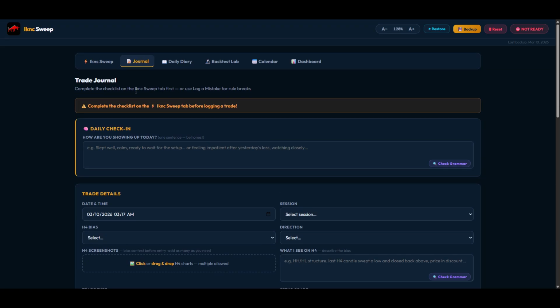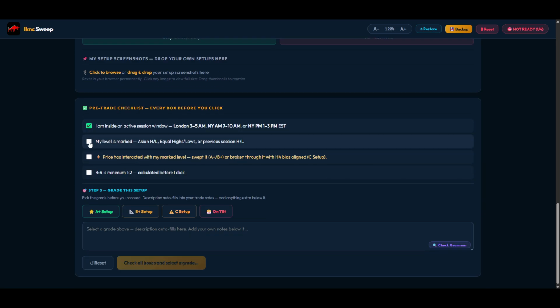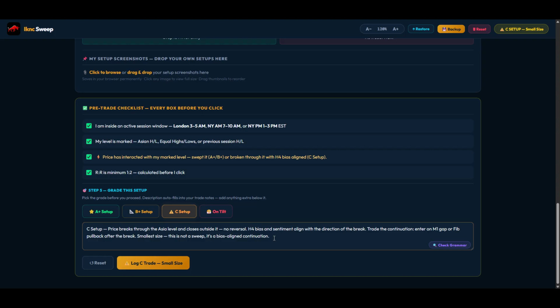All right, so let's go ahead and log this. I'm inside my active session, which is 3 a.m. to 5 a.m. My levels are marked off. Technically price hasn't really interacted with certain levels, but based on what I'm looking for, I'm going to go ahead and say yes. I'm looking for more than a 1 to 2. So this is going to be a C plus. It automatically generates. Also take note at the top right where it says C plus. See that turn yellow?